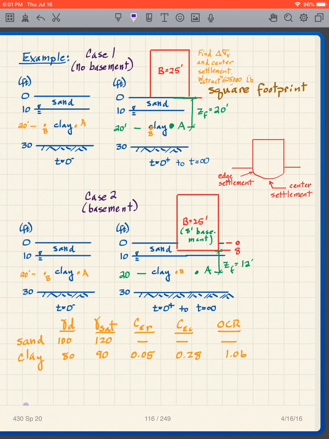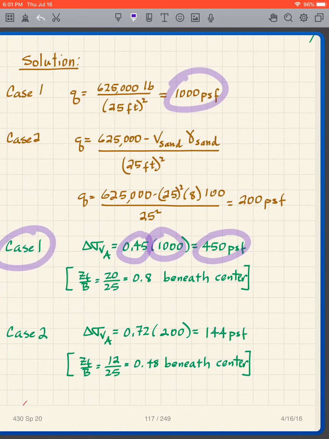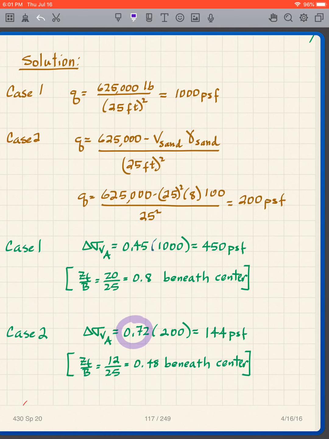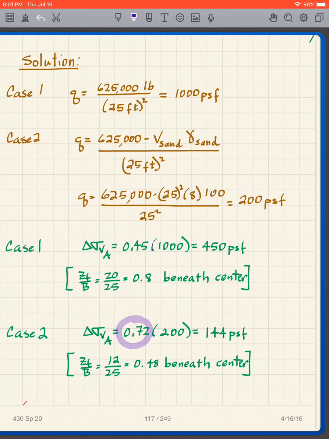So 0.45 times the 1,000 gives me 450 for case 1. And then I have 0.72 times the 200 gives me 144 for case 2. So those are my delta sigma V's. So I've got 450, 144. So notice case 2 has considerably less stress.